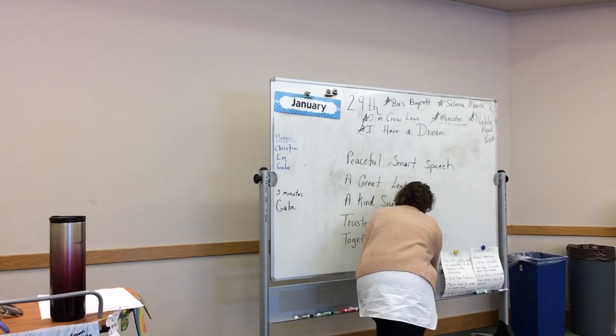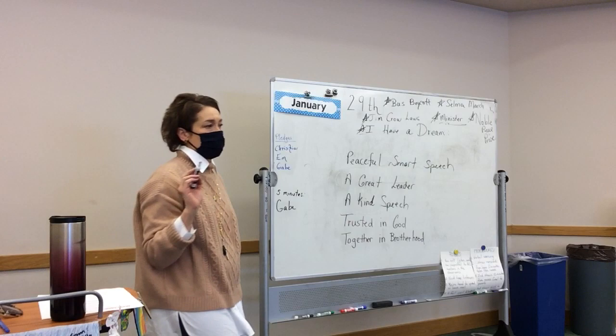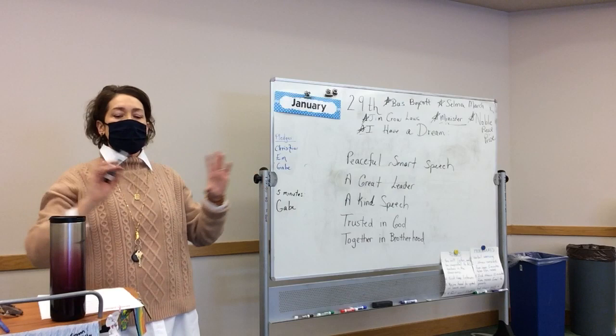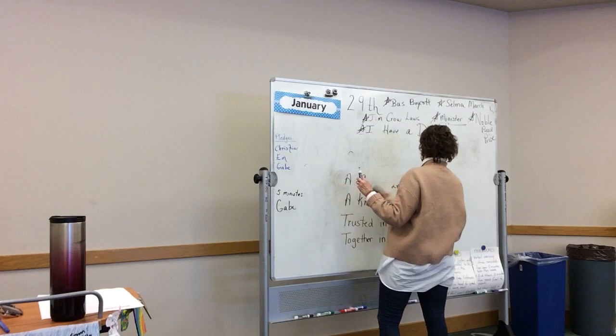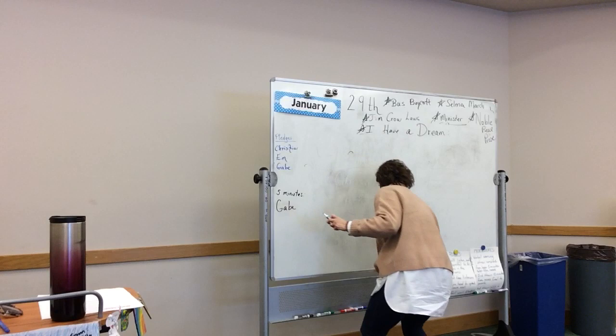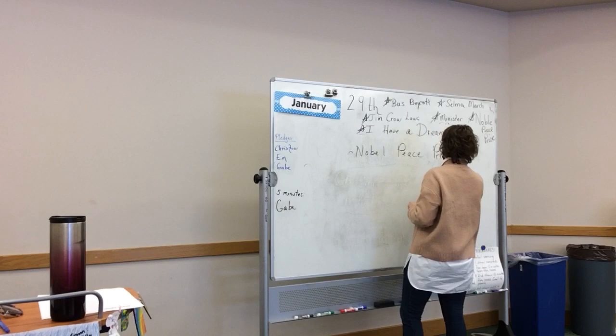All right, so now example details in four words. So we did, see, we're just doing a pyramid. So we're adding more layers or levels to our pyramid. So since we did the three words in I Have a Dream, let's pick the Nobel Peace Prize for this next one. What are four words that describe that? Example details in four words.